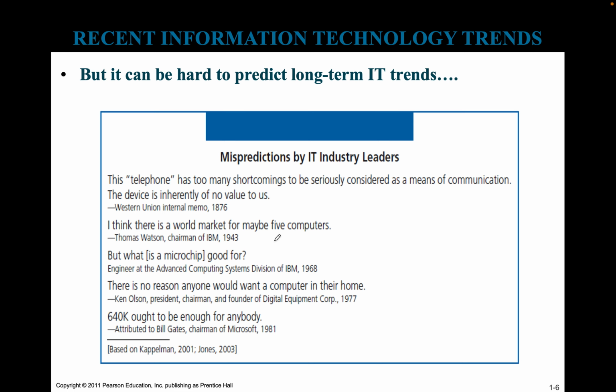Now, let's take a look at some of the things that have gone wrong, or predictions that did not come to pass, that were completely wrong, by world leaders. We'll take one or two of these predictions from the past. For example, when the telephone was first invented, they said: this telephone has too many shortcomings to be seriously considered as a means of communication. The device is inherently of no value to us. This statement was from a Western Union internal memo of 1876.